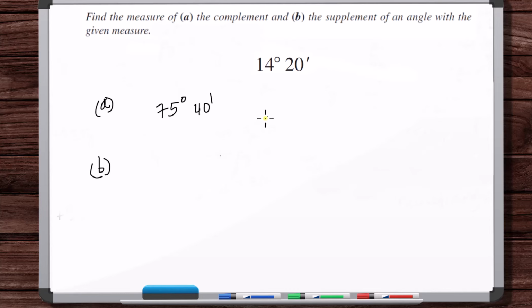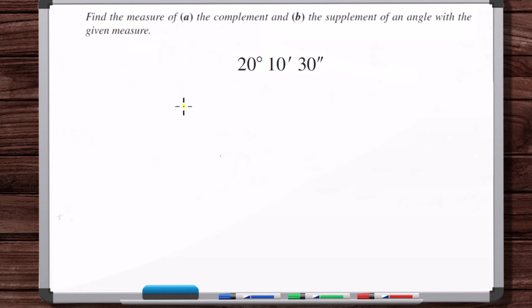Okay, what about the supplement? Well, same idea. 180 minus 14 is 166. So, okay, 166 plus 14 is 180. So, we need to do 165. So 165 degrees plus 14 is 179 degrees. Okay, 165 plus 14 degrees, 20 minutes is 179 degrees, 20 minutes. So we need to do 165 degrees, 40 minutes.